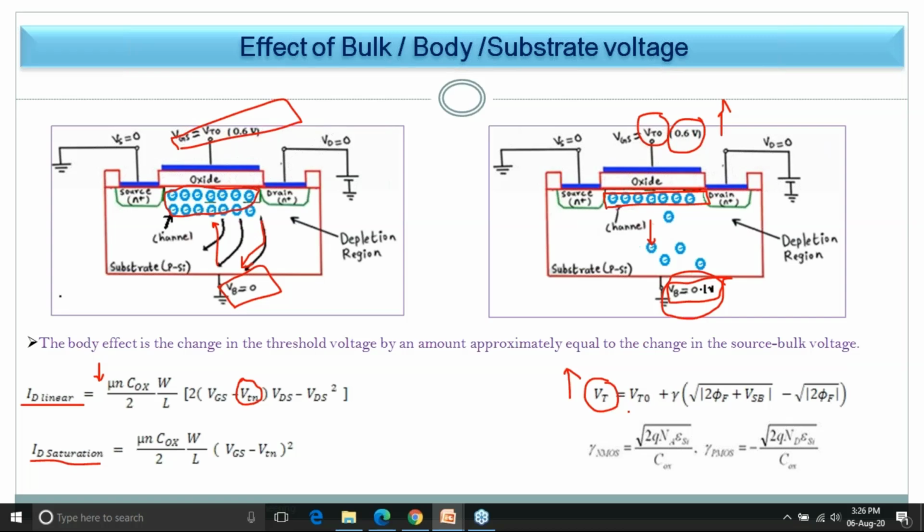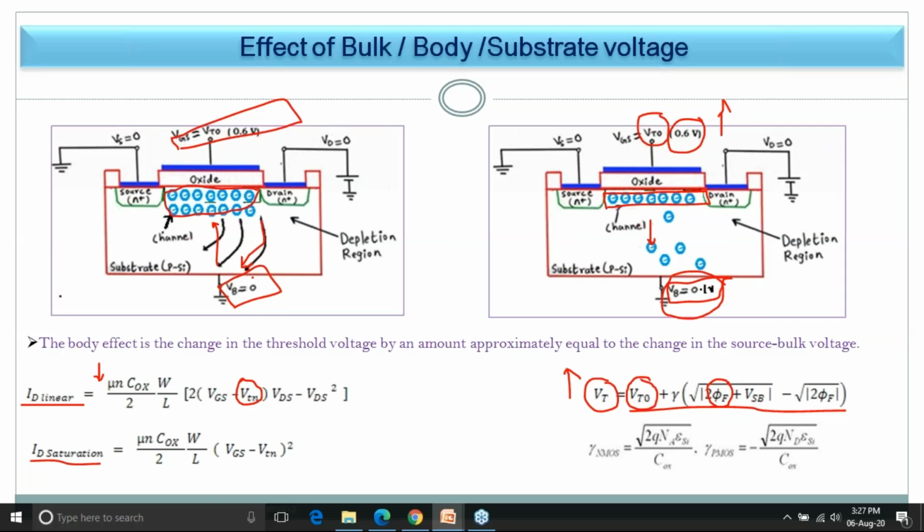Now, what is meant by this formula? At the start, I told you there are different types of materials used, that is metal, semiconductor, insulator. So this particular phi f, are you able to see this phi f, that is the Fermi potential. It is related to that energy band diagram concept. So we are not going into the details of that Fermi voltage, but just remember over here Vt. What is Vt? Vt is by considering the body effect, and this VT0 means without considering body effect.